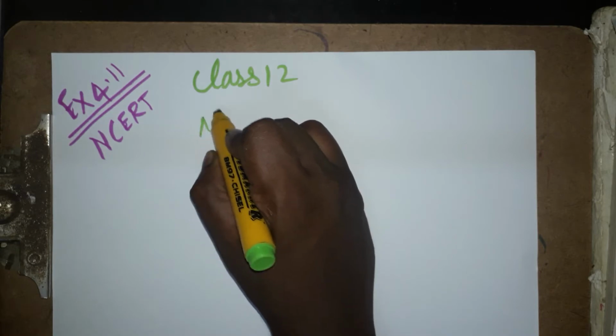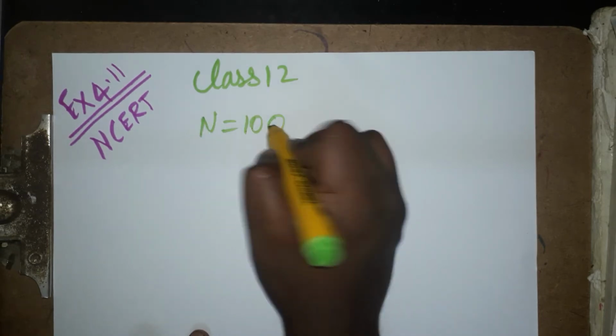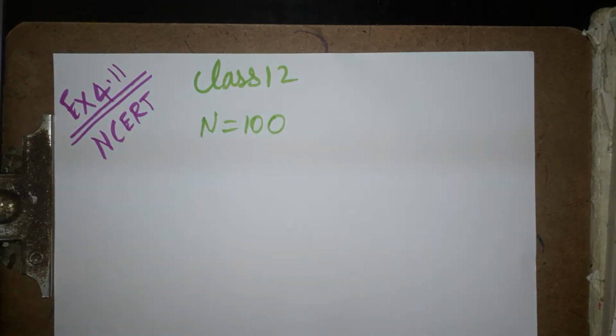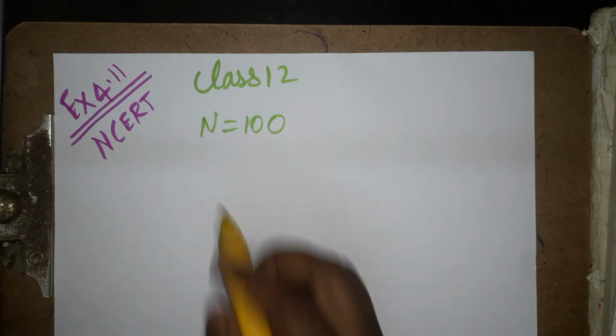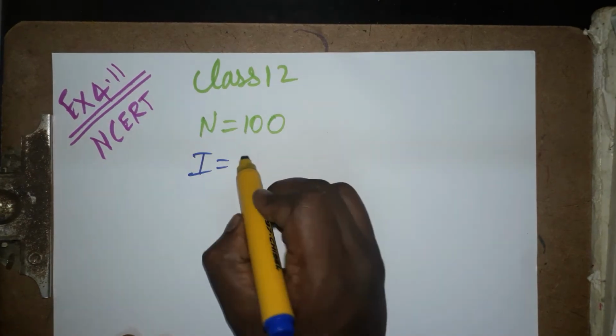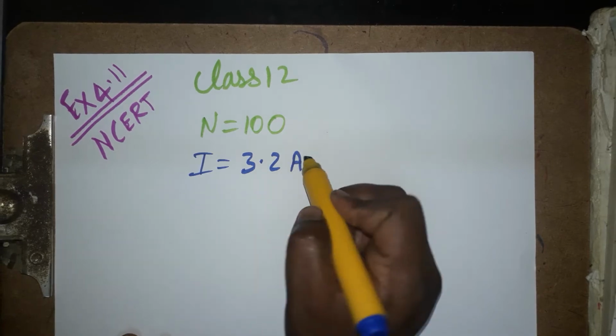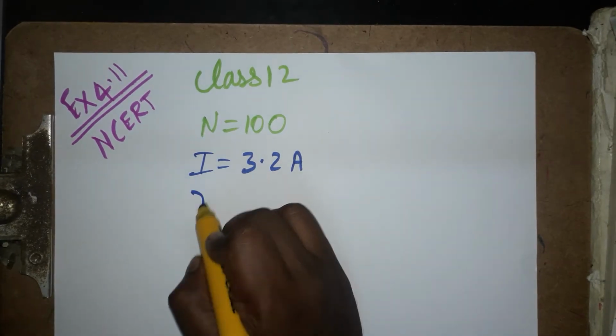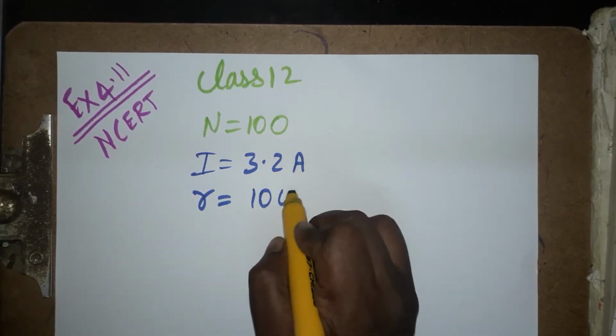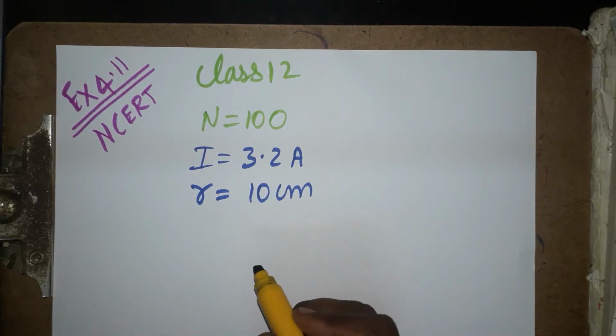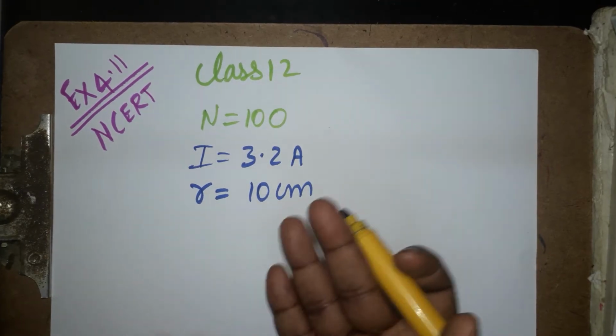The number of turns is 100. The current flowing in the circuit is 3.2 ampere. The next thing, the radius of the coil is 10 centimeter. There are 4 questions asked in this particular question.